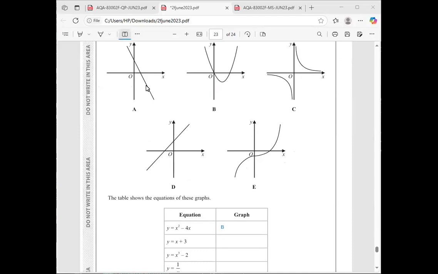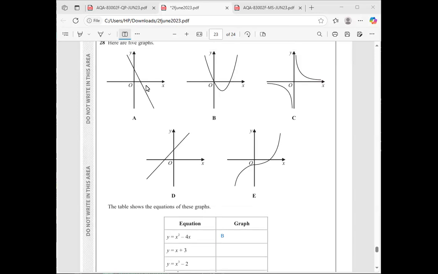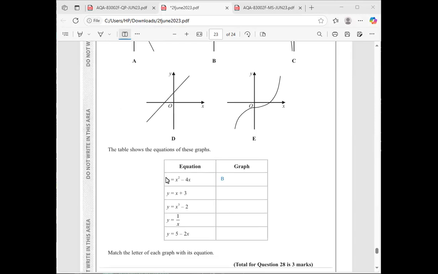Now, before I go on, let me say something. Let's go back to the first one: y equals x squared minus 4x. Remember, I said that quadratic equations are simply equations in which the highest power of x is 2. Looking at this one, y equals x squared minus 4x, the highest power of x is 2, so it fits the description of a quadratic equation.